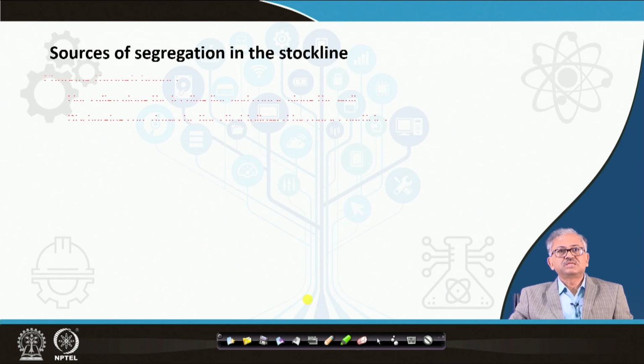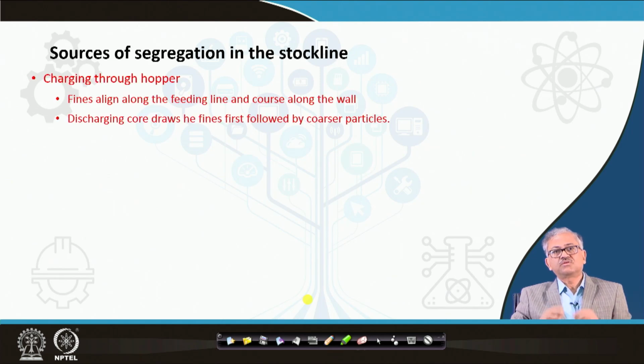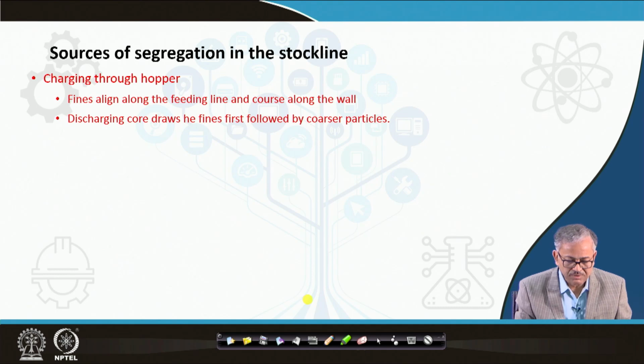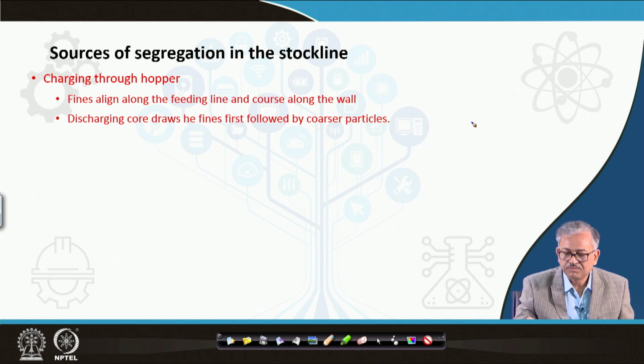Now, sources of segregation. As I said, segregation does not only take place at the stock line, because segregation takes place in the distributor itself. If you consider the hopper of the bell-less charging, the hopper that I showed, some segregation takes place there also. How? Fines will tend to align along the feeding line, because when the material is coming down through a bunker, when the material is coming down like this, you have this type of velocity profile.